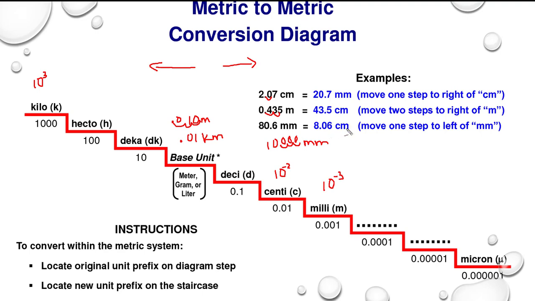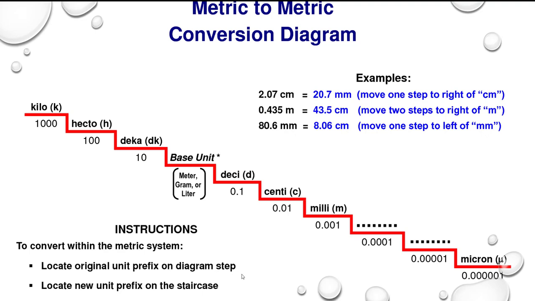Millimeters to centimeters. So now we're going the opposite direction. We're going 1 step up, or 1 step to the left. So we're moving that decimal point 1 step to the left. So 8.06. Okay, so you'll get lots of practice with the metric system and metric conversions when we get into that section of the workbook.